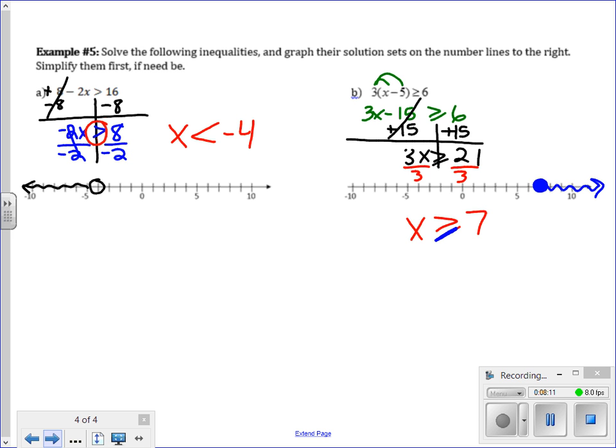Okay? Short notes, but all the steps are very similar to solving equations. All we have to do is figure out how we mark the number line, what kind of dots, etc.